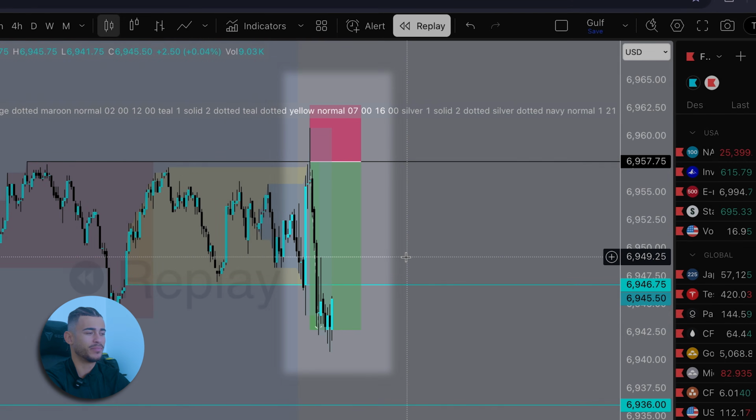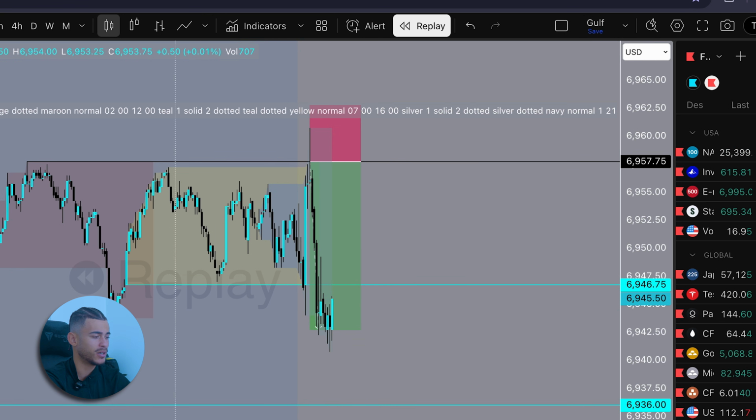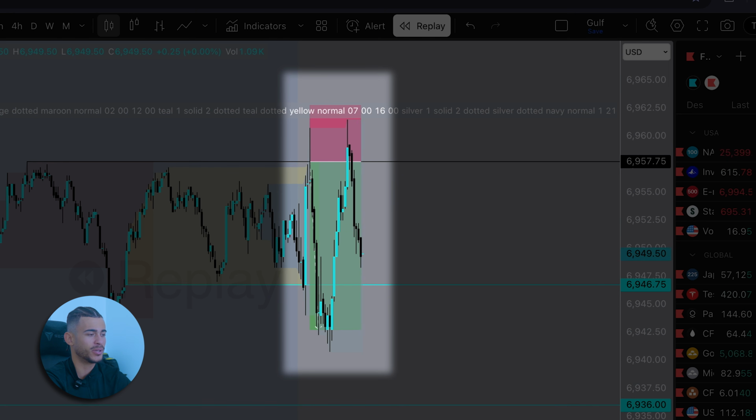I actually want to show you guys something funny, right? So I got out of this trade here, but you can see that we actually had another rejection that ended up playing out off of that same exact level. That is how powerful these levels are, guys.